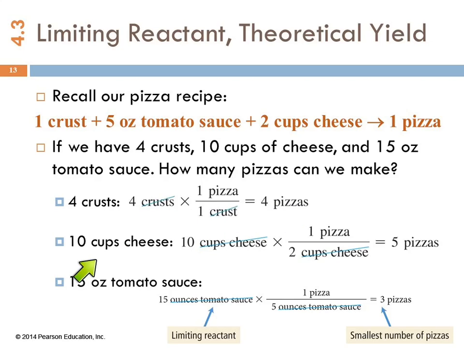10 cups of cheese we already did, but 10 cups of cheese, 1 pizza for every 2 cups of cheese, 5 pizzas. 15 ounces of tomato sauce, for every 1 pizza we need 5 ounces. So 15 divided by 5, that would give us 3 pizzas. So if we used up all the tomato sauce. So then, knowing that, what's the most pizzas we can make?